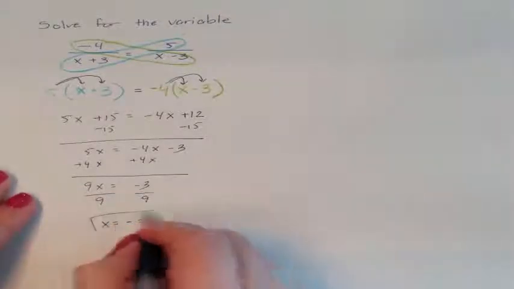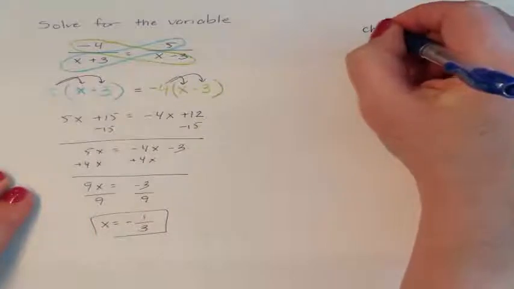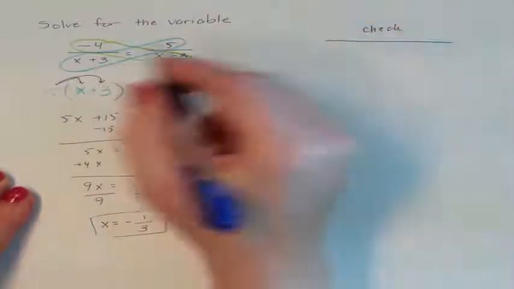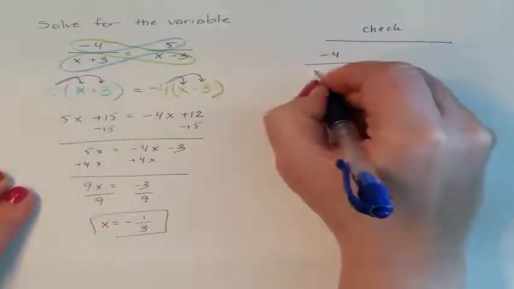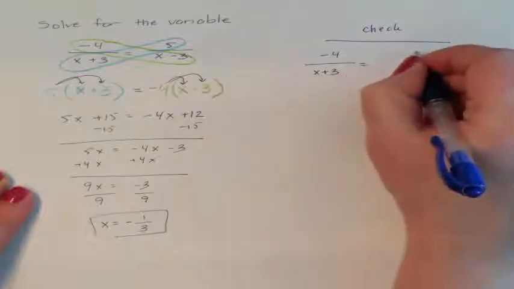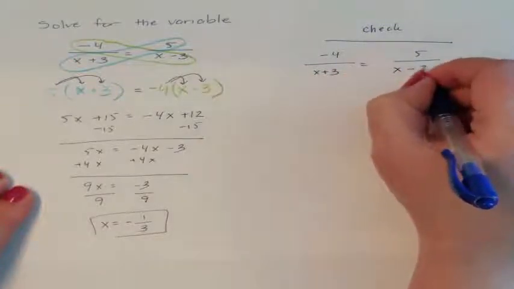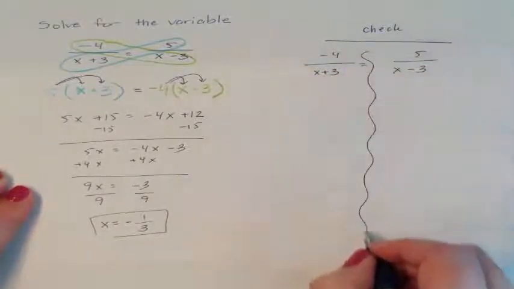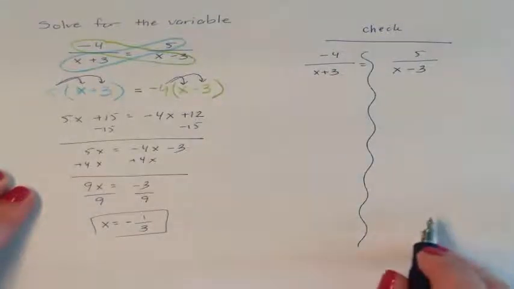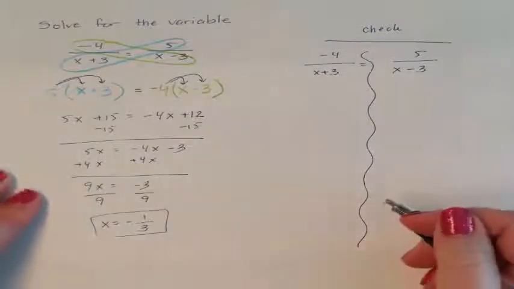So if this is my answer, when I come over here and check, it's going to prove that I did it correctly. When you check, you need to check the original typed out problem. So here's the original problem, the way it was given to me. Remember, you have to solve for the left, find an answer. Solve for the right, find an answer. And then we need to see if they're the same.